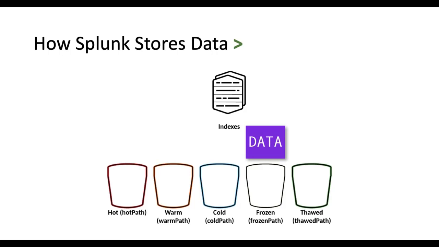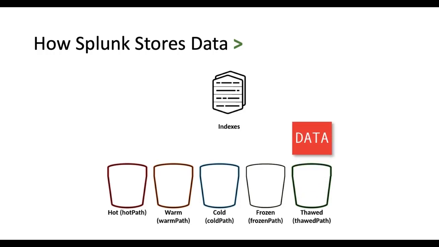The frozen bucket is data that's rolled from cold. The indexer deletes frozen buckets by default, but you can choose to archive them first. And if you archive them and then have to retrieve the data, it goes into what's called a thawed bucket. And these are buckets restored from an archive.